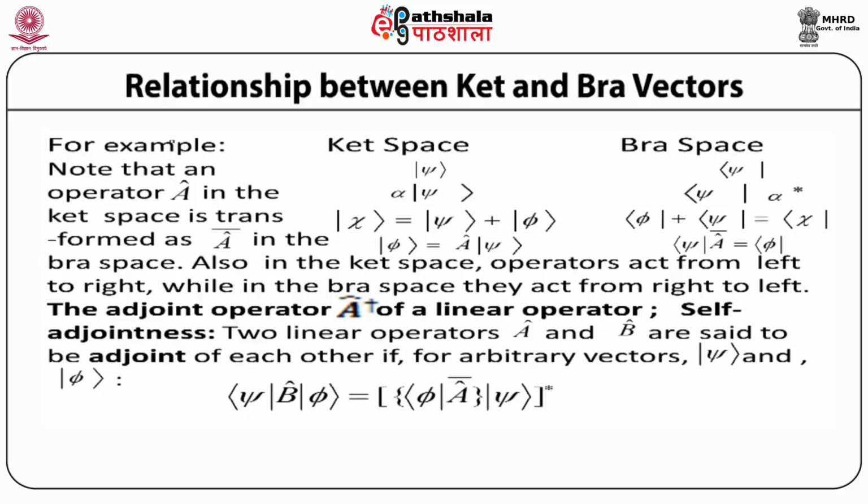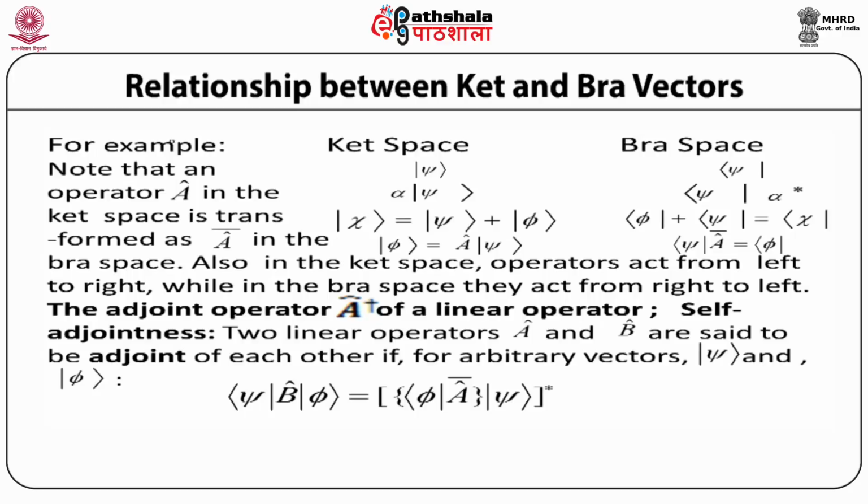Again, if we have an operator A acting on a vector psi such that it defines another vector phi in the ket space, then here the operator acts on the ket vector psi from the left, as is shown in the equation, while in the bra space the operator is A bar and it acts on the state vector, that is the bra vector psi, from the right.